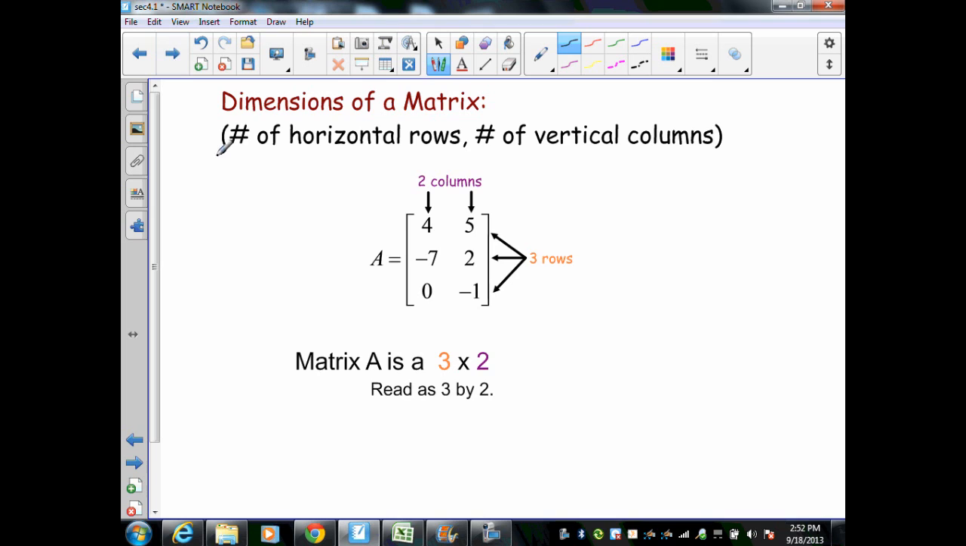We identify matrices by their dimensions, and they're organized by, first, the number of horizontal rows by the number of vertical columns. So in my first example, I have matrix A. I have 3 horizontal rows and 2 vertical columns. And if I set it up in this organized manner, I have a 3 by 2, or 3 rows by 2 vertical columns. And this is read as a 3 by 2 matrix.